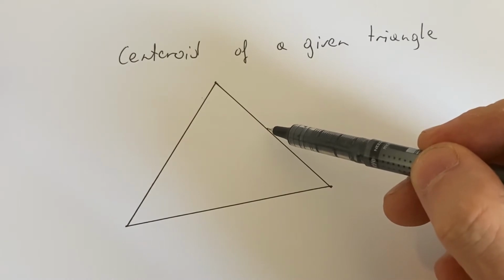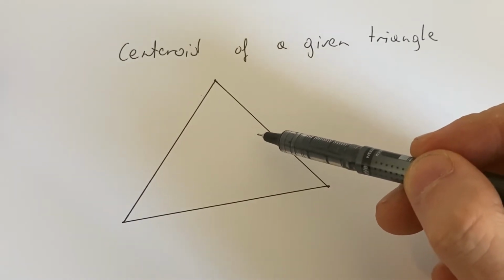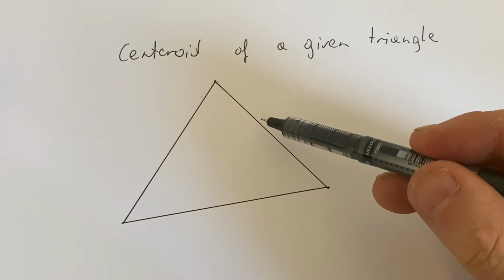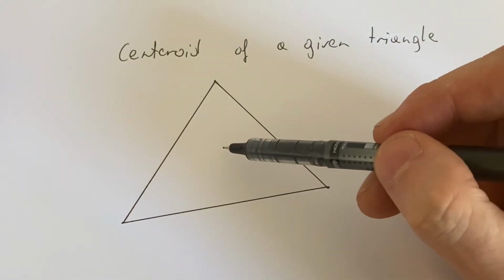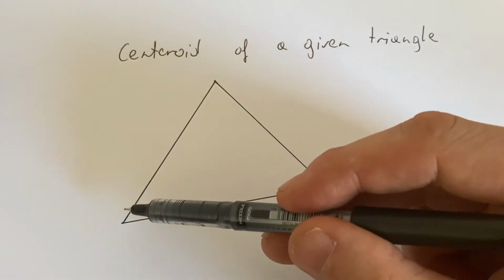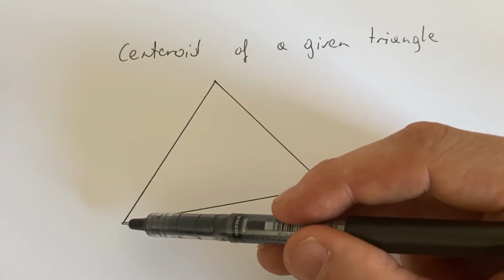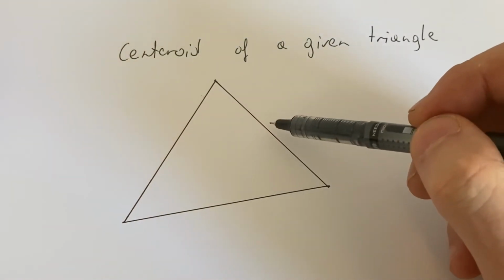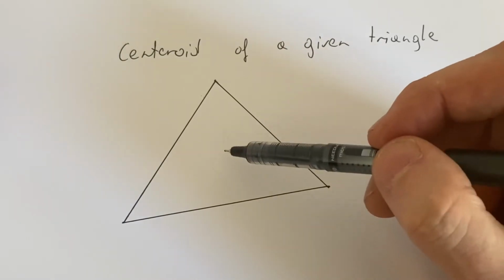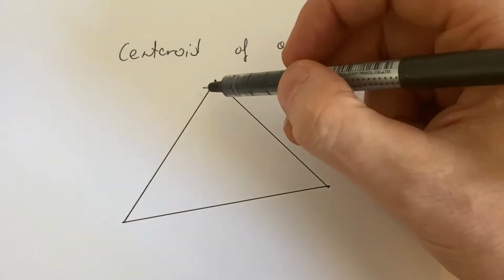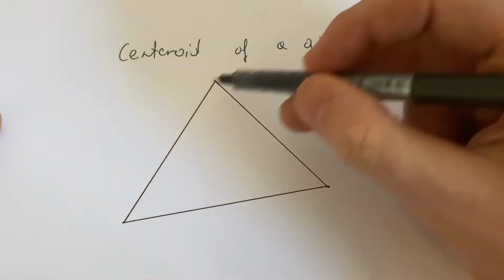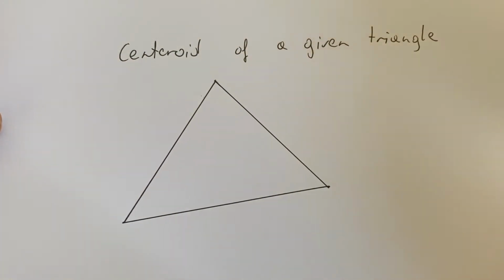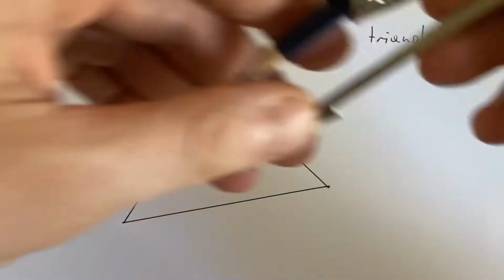So in order to find the centroid of this triangle, I'm going to find midpoints of two sides, and the location where a line connecting a vertex with the midpoint of the opposite side meets will give me the location of the centroid. Let me find the midpoint of this side first, then the midpoint of this side, and then I'll use those in order to draw my centroid. Let me just readjust my compass here.